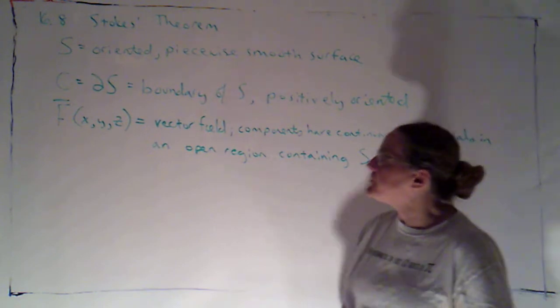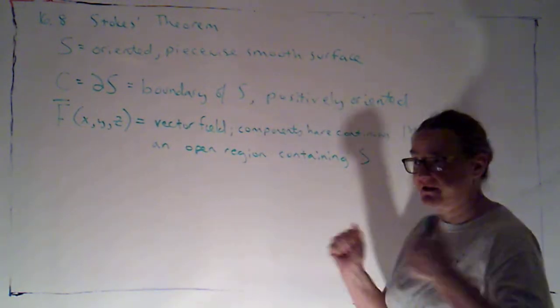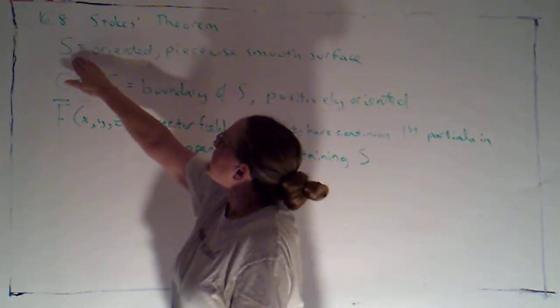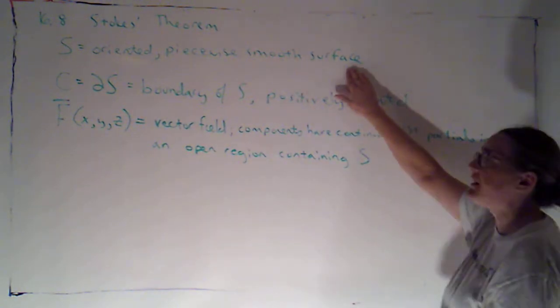Okay. So there's some important setup. I haven't even written the theorem on the board yet. I've just written the setup because there's stuff to talk about before we can state the theorem. So we're going to have S. It's going to be an oriented piecewise smooth surface. So it has an orientation.